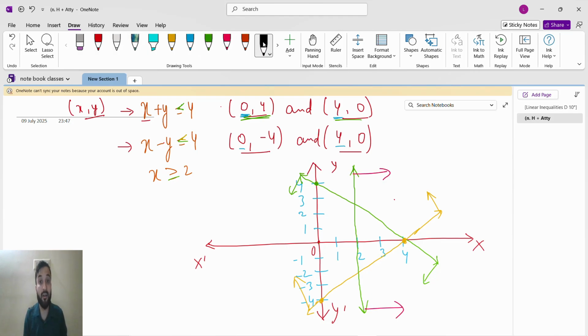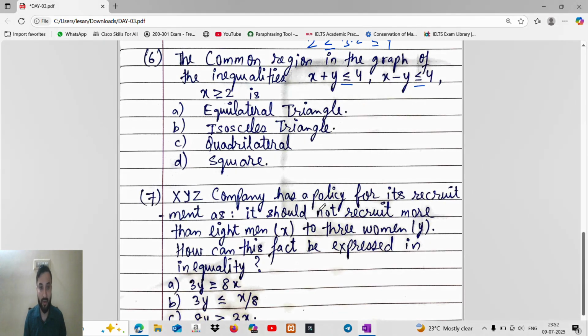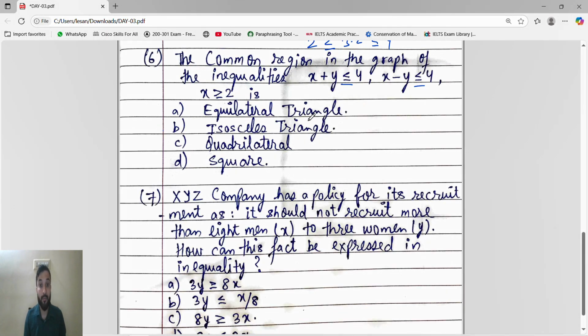Now we have to find the shaded region. See, this line is coming inside, this line is going out, this line is coming inside, this line is coming inside, this line is going outside. The shaded region is this full. So what is the shaded region shape? The shaded region shape is a triangle. So the answer is I see.